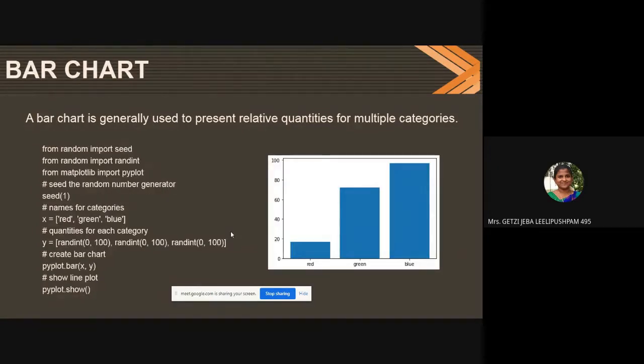Bar plot. Where do we use bar plot? Whenever there is categorical data. What is categorical data? We discussed it in the first session itself. Age, for example, is a category. How many people are in the age group of 30? How many people are in the age group of 40? How many people are in the age group of 50? There is no continuity between 30, 40 and 50.